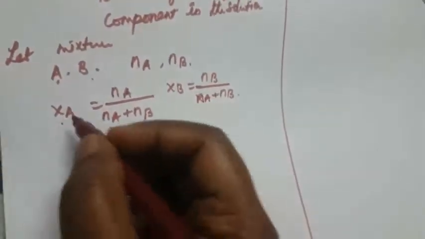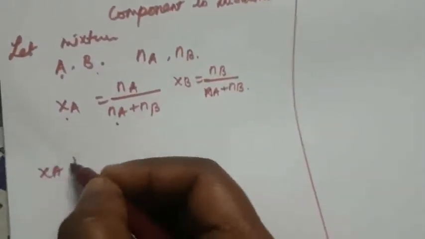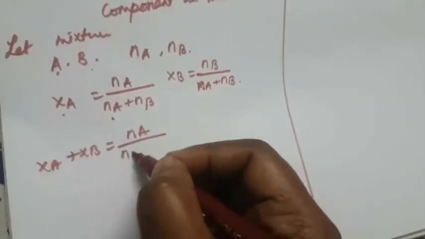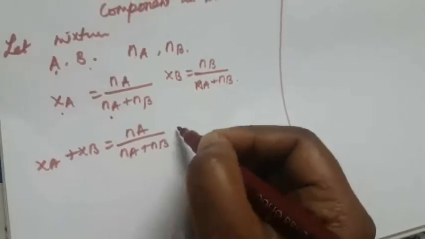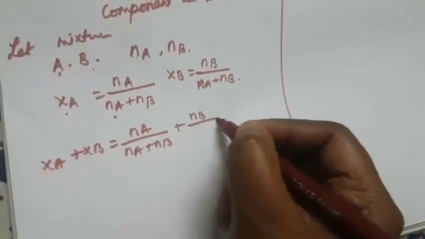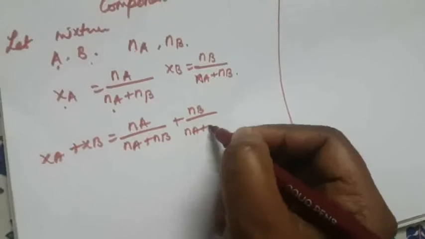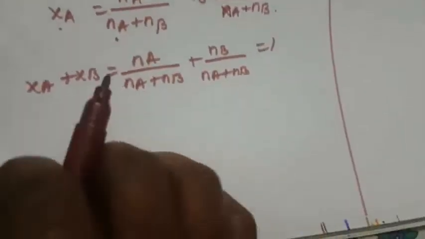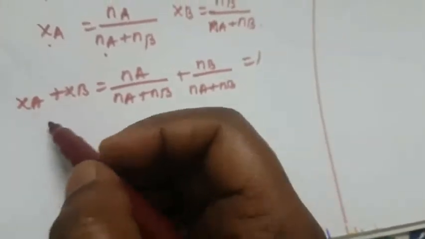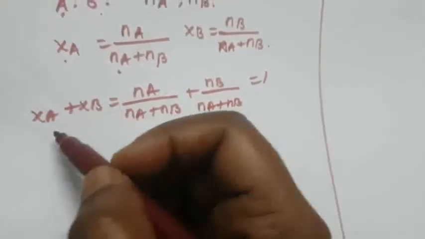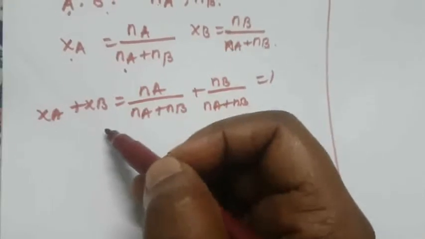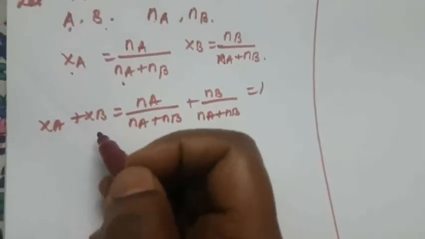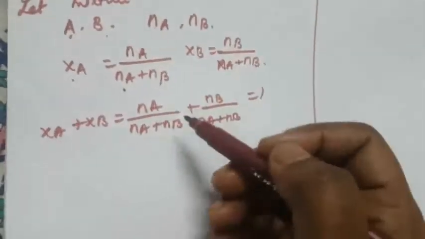Now we are adding: Xa plus Xb is equal to Na plus Nb divided by Na plus Nb, so equal to 1. So what is the meaning of that? We concluded that the sum of the mole fractions of any two components is always 1. So that is called the mole fraction.